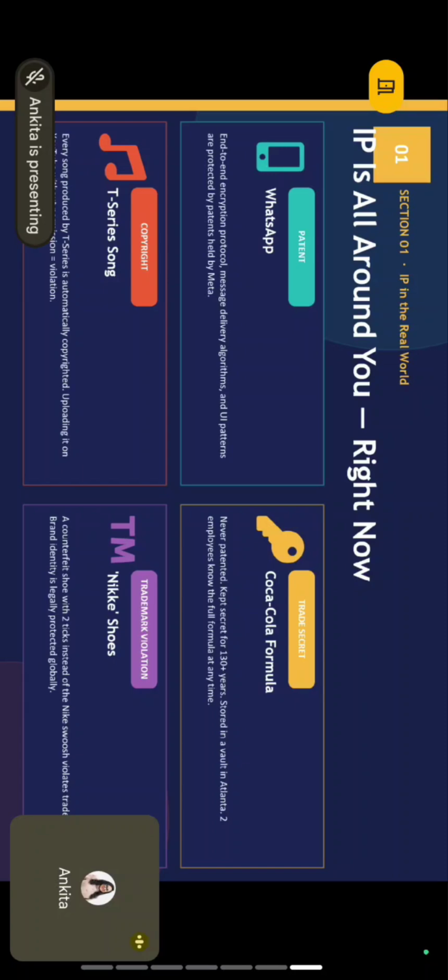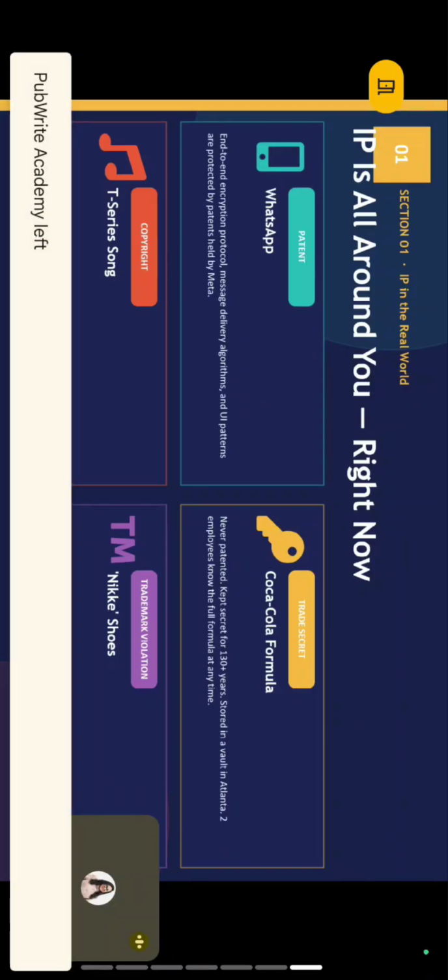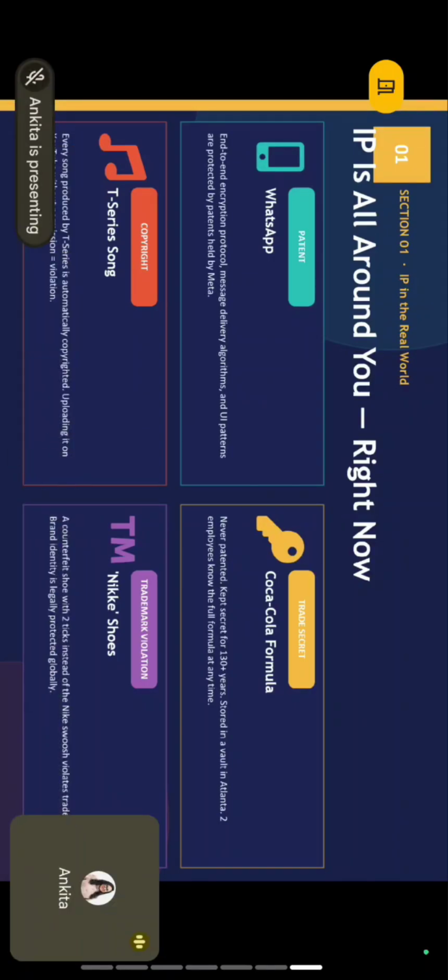So here are some examples. For example, in the WhatsApp lock icon, the end-to-end encryption protocol is patented by Meta. Every time you send a message using WhatsApp, you are using a patented technology. Another example is the Coca-Cola formula that I already discussed, T-series songs, and Nike shoes.